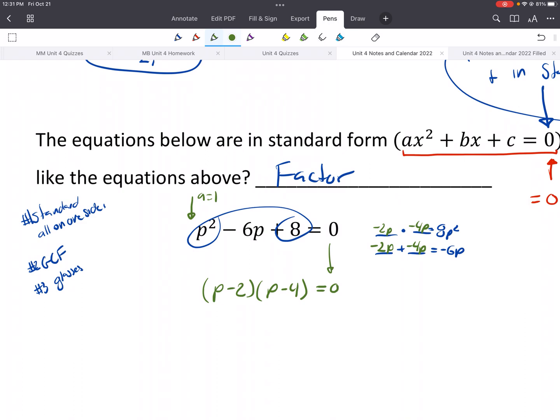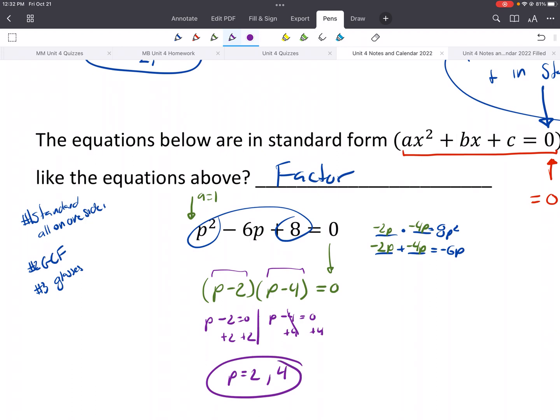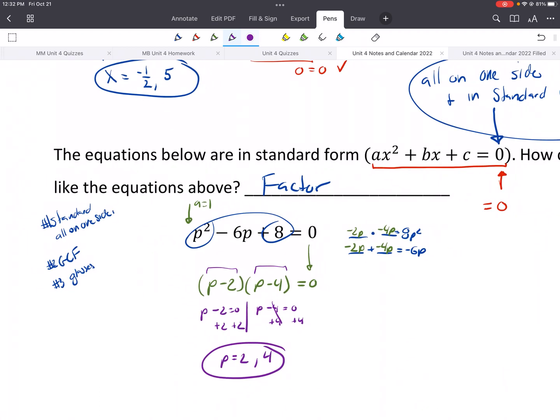So that's still an equation, and then we'll find our solutions. Again, you could set them equal to 0. This is like A, this is like B. So p minus 2 can be equal to 0, or p minus 4 has got to be equal to 0. Because if either of those works, then the whole equation is 0. So we would add 2, so we get p equals 2, and we could add 4, and we'd get p equals 4. So that's the whole thing. We start from standard form, we factor, and then we use the zero product property.